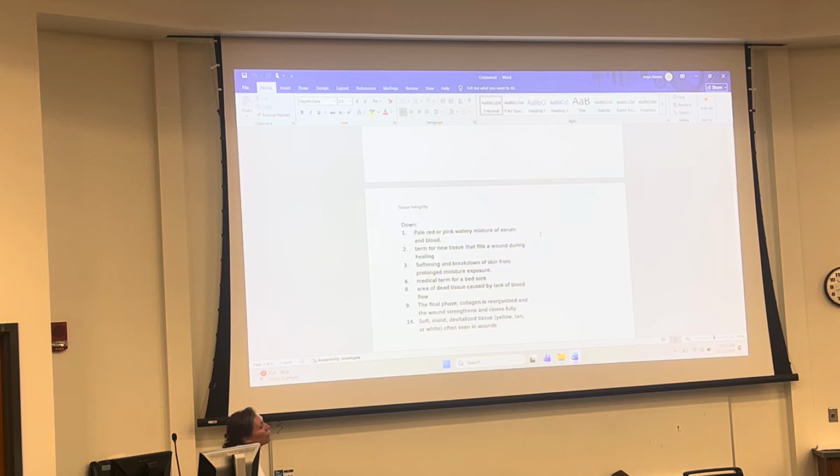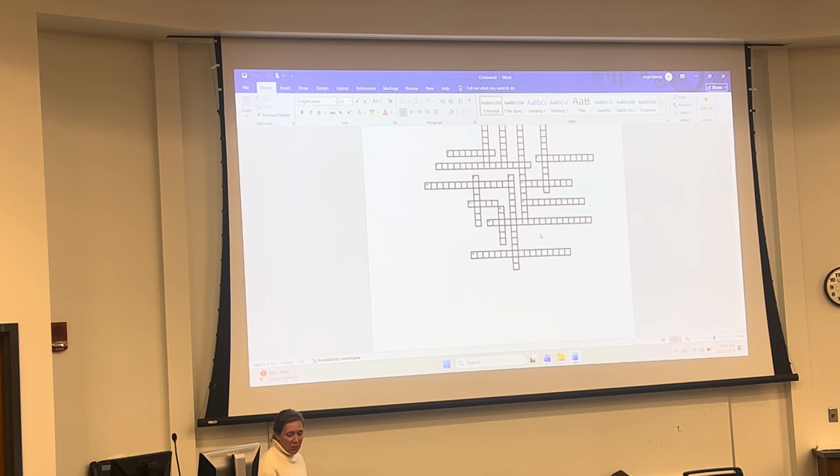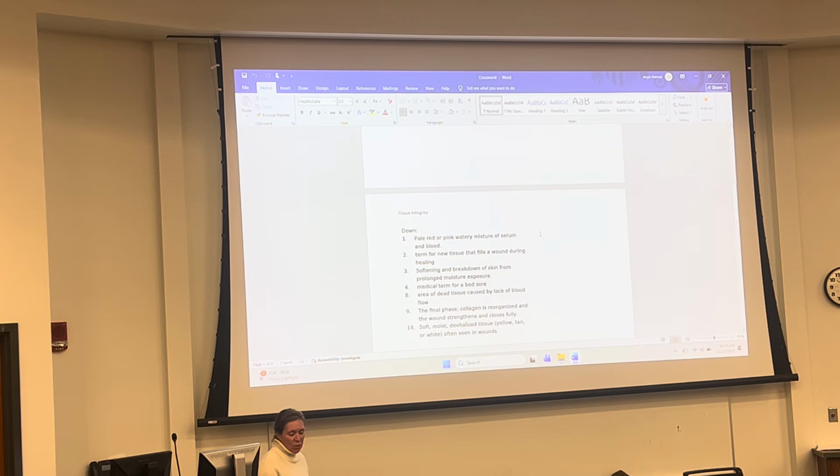Okay, number 2, what do you think, Bree? Term for new tissue that fills a wound during healing. Granulation. It is granulation, good. New tissue that fills is granulation tissue, that was 2 down. As we're doing wound care, that's what we're looking for. We hope to see that, because it means that the wound is healing and new tissue is growing.